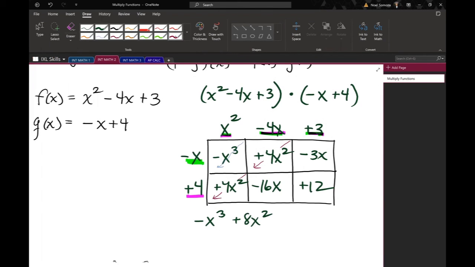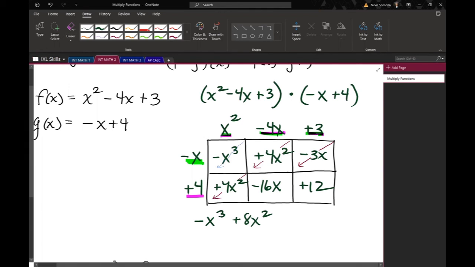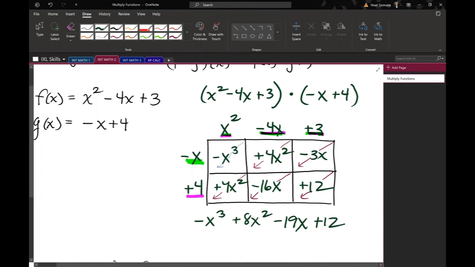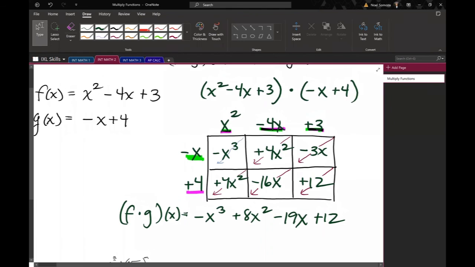All right, next diagonal, we have the negative 3x with a negative 16x. Those are also like terms. They can combine to give us negative 19x. And then the last term, the 12, we go across that diagonal. There is no other like term. There is no other constant. So we end up with just plus 12. So the product, f times g of x, is this new polynomial, negative x to the third plus 8x squared minus 19x plus 12.